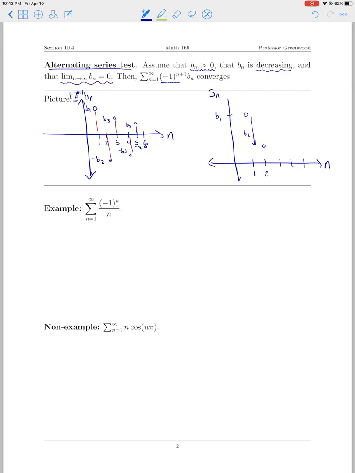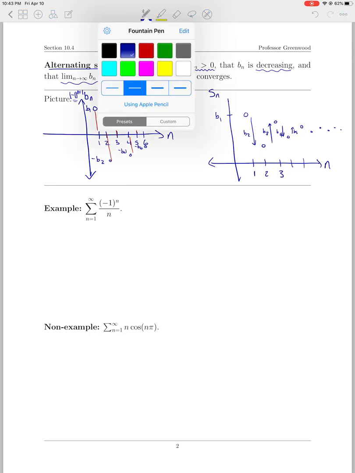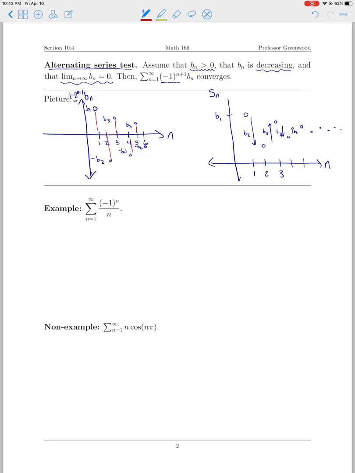The next thing I'll do to get to s sub 3 is add back on b sub 3. Then I could subtract b sub 4 to get s4, and then I can add b sub 5 to get s5, and then I could keep on going like that. You can see that every time I'm going to alternate between going up and down over and over again. But the distance between these dots has to decrease every time because my sequence b sub n is decreasing. And also the distance between the dots needs to tend to 0 because b sub n tends to 0. Overall that means that these dots have to collide to some limit right here, which is the same as saying that my series converges.